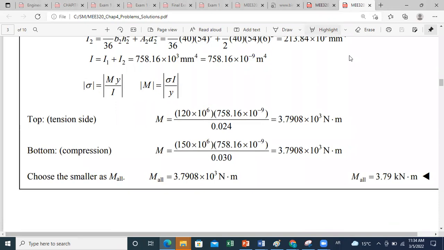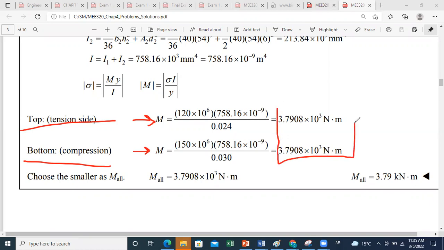Okay. So as we said, the top is subjected to tension, the bottom is subjected to compression, and we can accordingly find what is the maximum moment to not exceed the maximum tension, and what is the maximum moment to not exceed the maximum compression. Here they are equal. It's a particular case, but in general, if they are different, you will select the smallest between the two, because you have to satisfy both conditions. So the moment maximum should be below this value and should be below the second value.